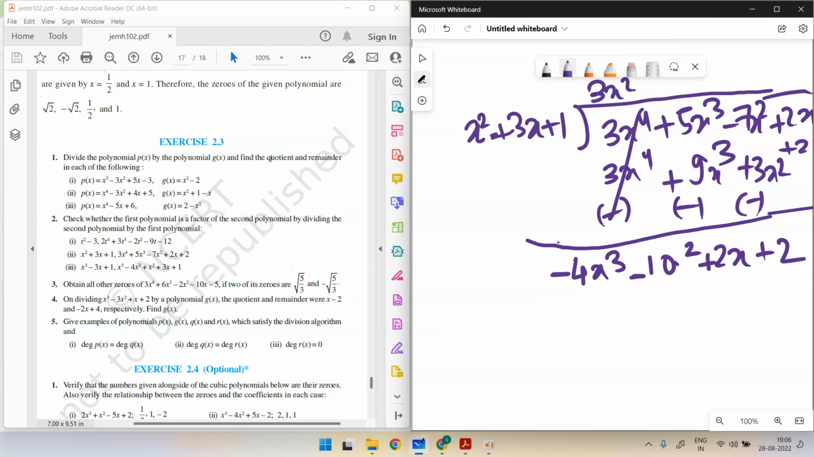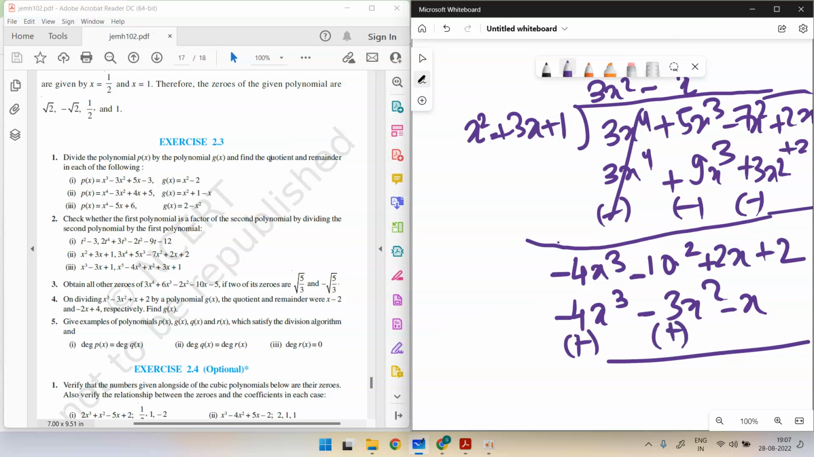Now for x square to minus 4x cube, you need to multiply with minus 4x. So minus 4x into x square is minus 4x cube, then minus 12x square, minus 4x. Subtract these two. So this becomes plus, this becomes plus, this becomes plus. So this will get cancelled. Minus 10 plus 3 is minus 7x square plus 3x plus 2.